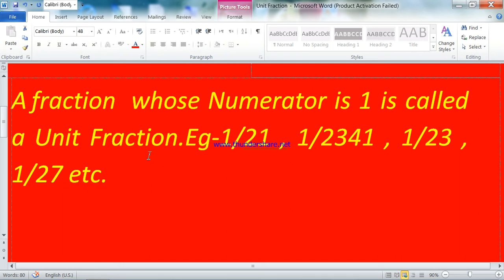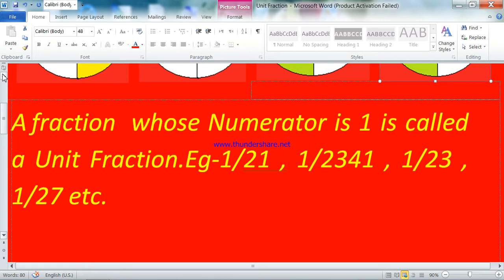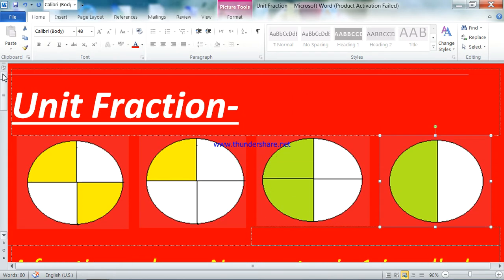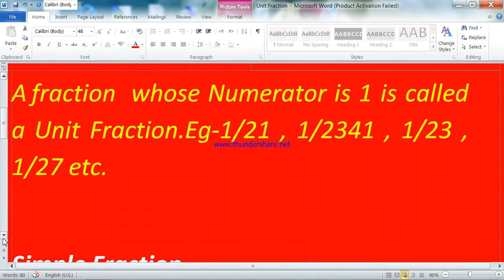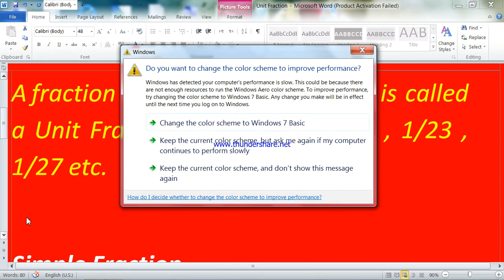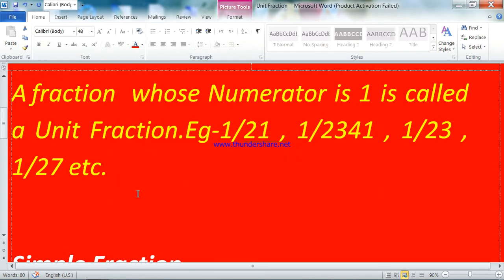So, what is the meaning of unit? What do you know or what do you understand by the term unit? Unit means 1. 1 is the other name of unit.